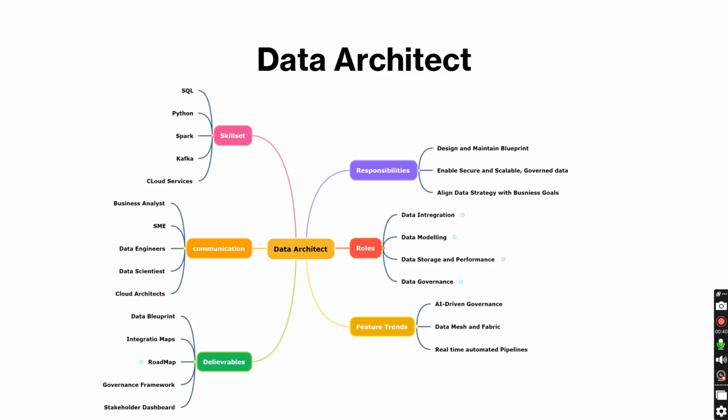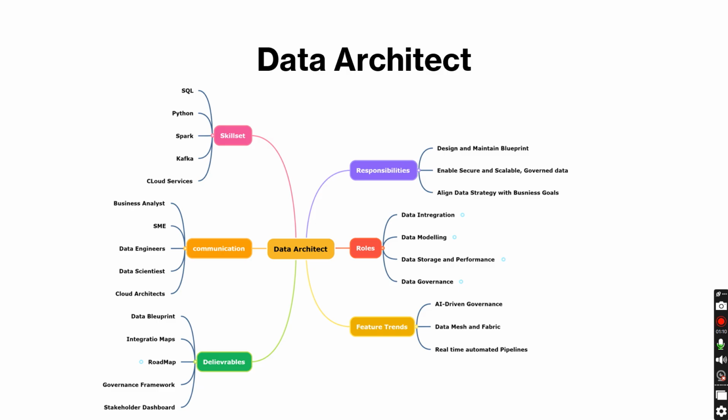So these are the major data architecture mind mapping, where we start with the roles and responsibilities, what are the deliverables, what are the skill sets required for the data architect, and to whom he has to communicate to take the appropriate tasks from them to take the decisions. Then coming to the skill sets, we should have SQL, Python, Spark, Kafka, as well as any of the cloud services like GCP, AWS, and Azure.